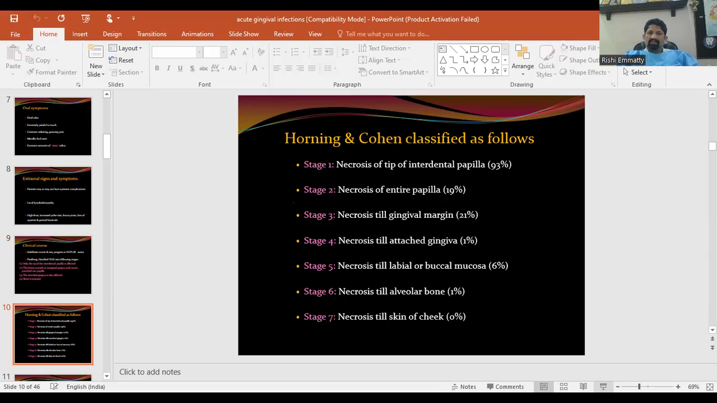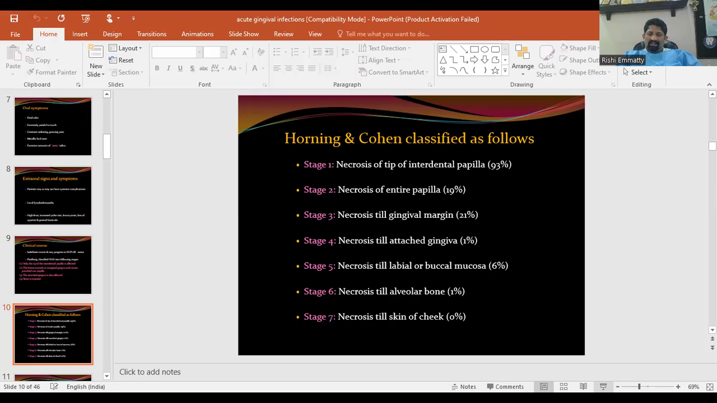And Horning and Cohen have classified it into 7 stages. So you can note this down and write it very well for the exam. Stage 1, there is necrosis of the tip of the interdental papilla. In 93% of the cases, the presentation will be like that. Stage 2, there will be necrosis of the entire papilla, that is about 19%. And stage 3, necrosis till the gingival margin, that is up to 21% of cases. And stage 4 is necrosis till the attached gingiva, that's very minimal, only 1%.